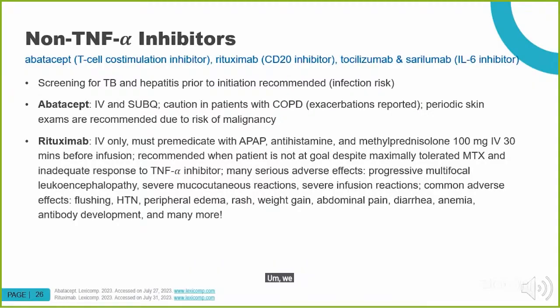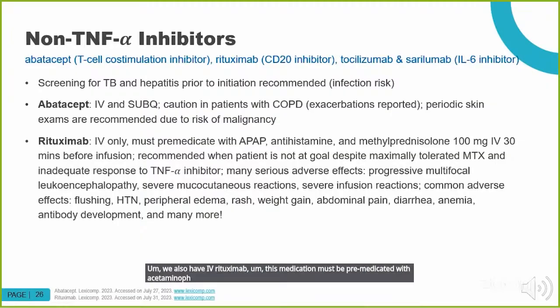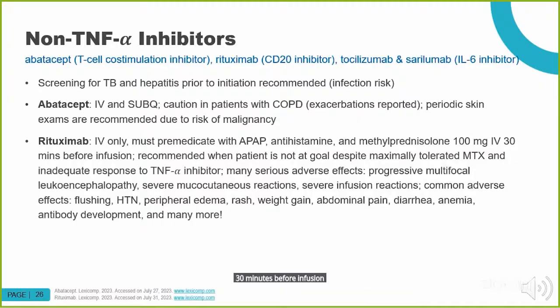We also have IV rituximab. This medication must be pre-medicated with acetaminophen, antihistamine, and methylprednisolone, 100 milligrams IV, 30 minutes before infusion, because it is associated with many infusion reactions.